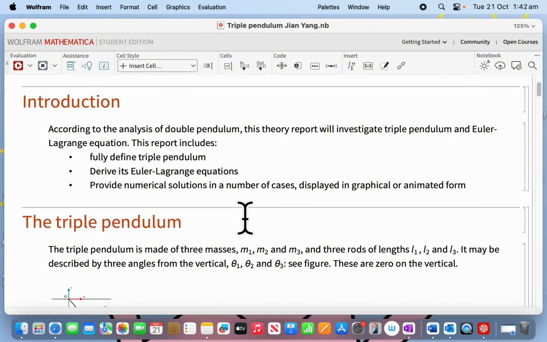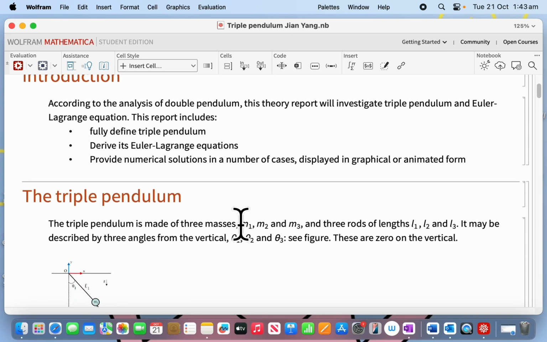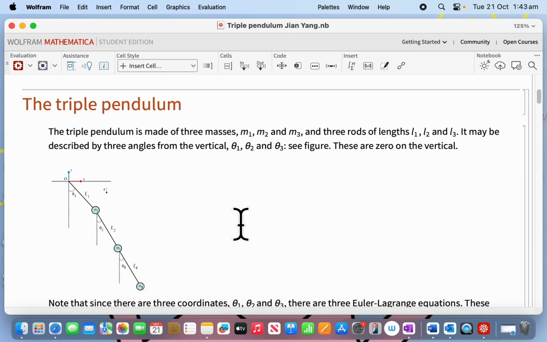So this theory report will investigate the triple pendulum and the Euler-Lagrange equation. Here we have 3 parts. The first is to fully define the triple pendulum, and the second is to derive its Euler-Lagrange equation. The last one, in this theory report, we will provide some real numbers to put the data in my model, so then I can show you the diagram. So firstly, I introduce my fully defined triple pendulum.